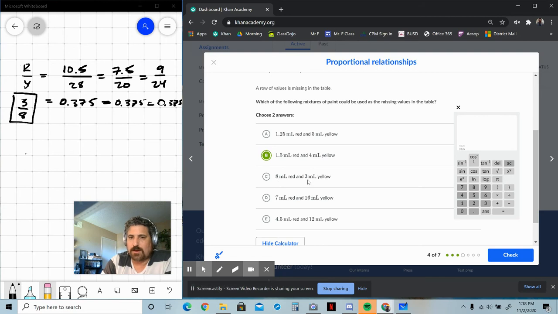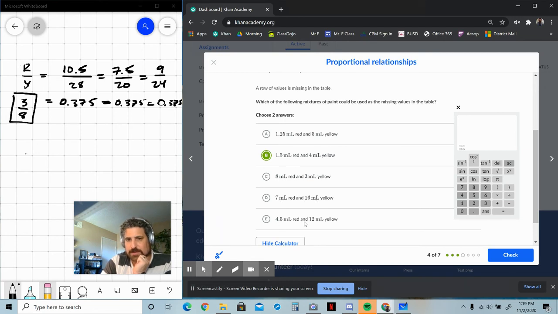8 over 3. No, you don't want 8 over 3. You want 3 over 8. That's wrong. This one's 7 over 16. That's not going to work because 7 is not going to correspond to the 3, right? It would be 3.5 over 8, which is not going to work because you cut both of these in half. You get 3.5 to 8. You want 3 to 8.